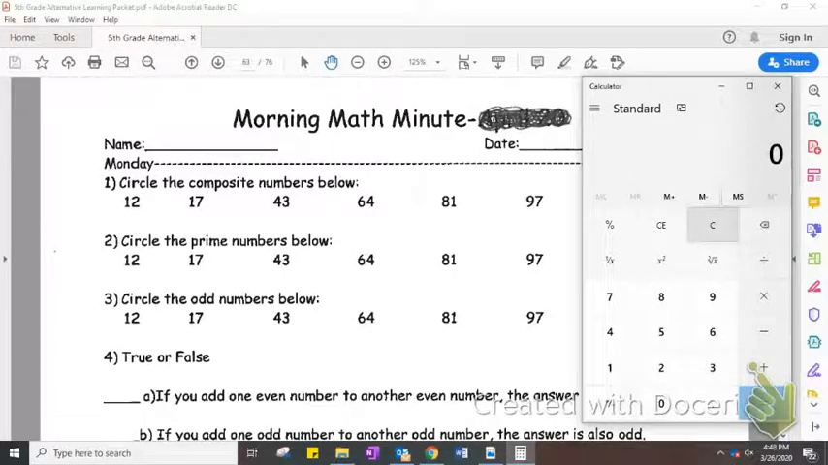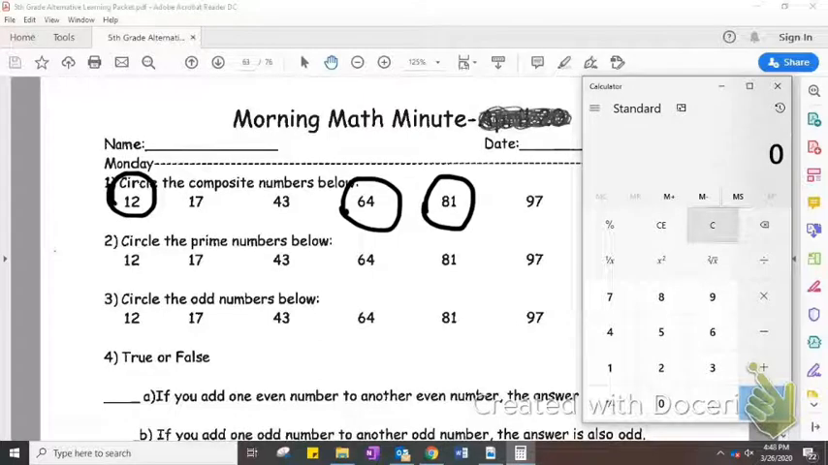So, composite: 12, 64, and 81. Okay, so I do want to comment on one thing.